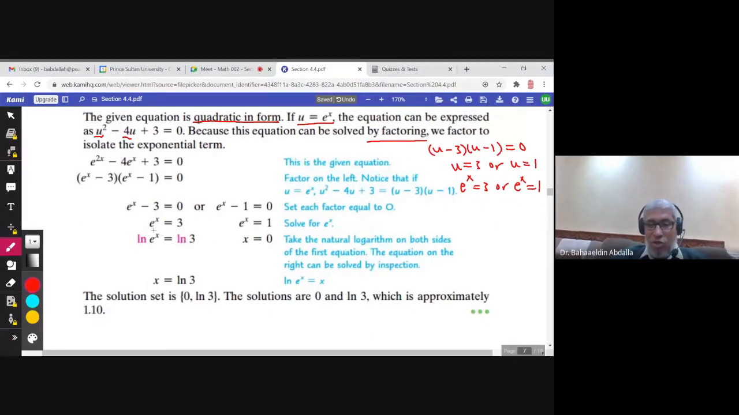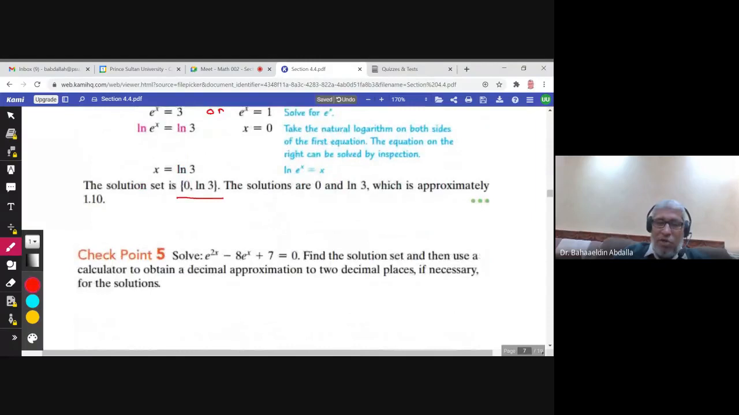And what should you do now? You have two equations now. It is using objective 1: I apply ln to both sides. I get x equals ln 3, x equals ln 1, and ln 1 is 0. So I have two solutions, 0 and ln 3. This is the solution of this equation.